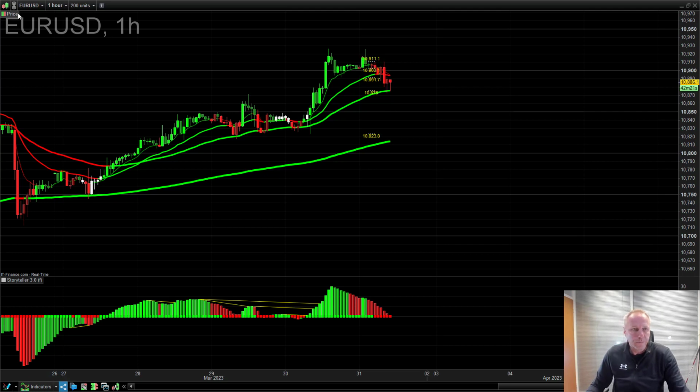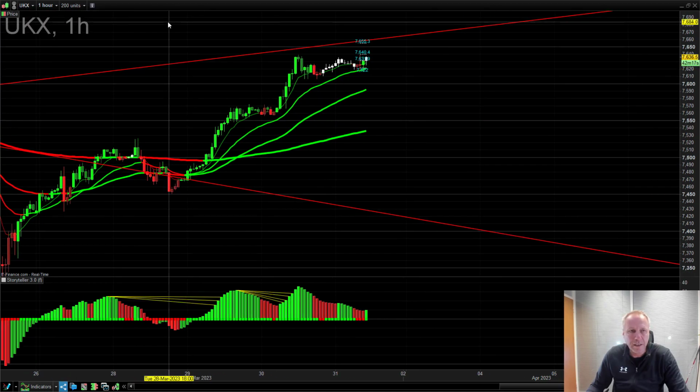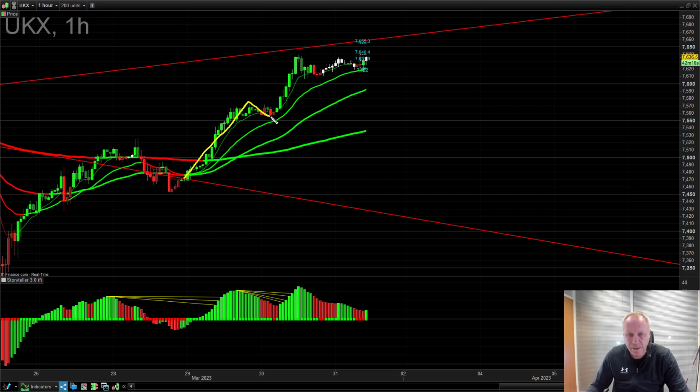Okay, so let's have a look at some others. Let's look at the FTSE today. FTSE on a 1-hour time frame has signals here. Sell signal, new buy signal, and then we're in Pro Trend system chop mode.